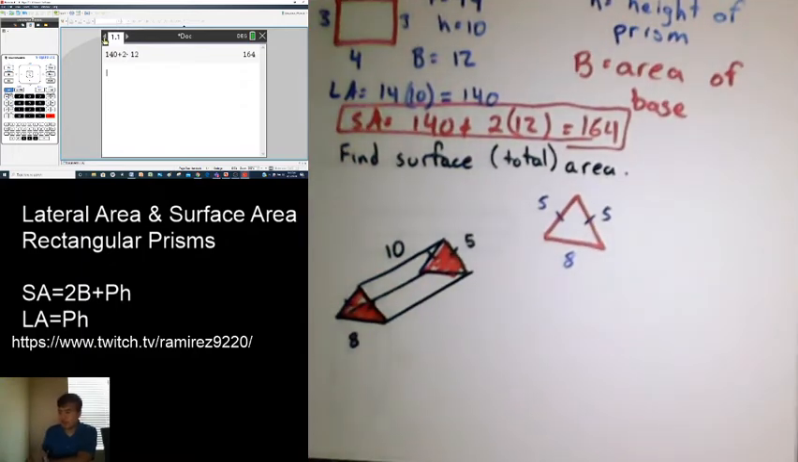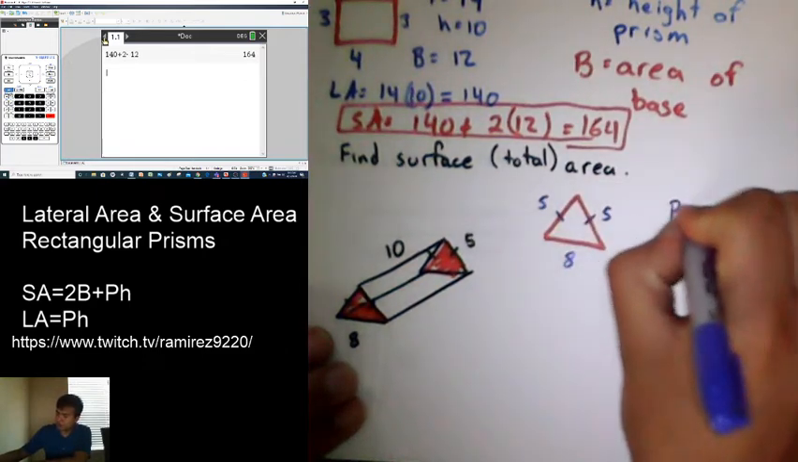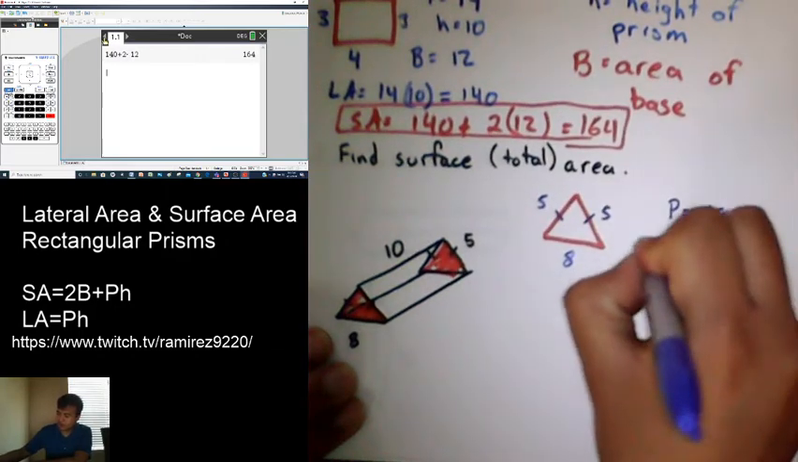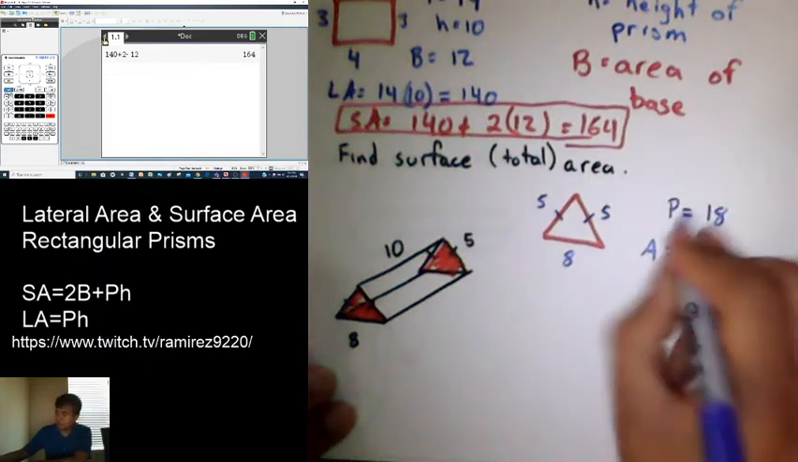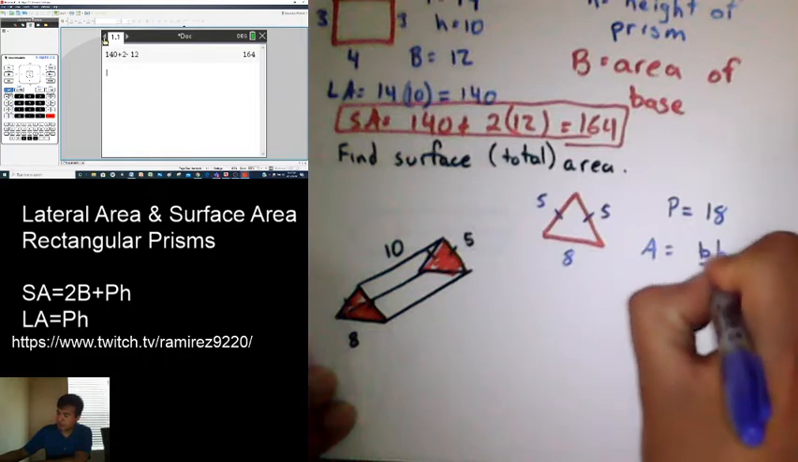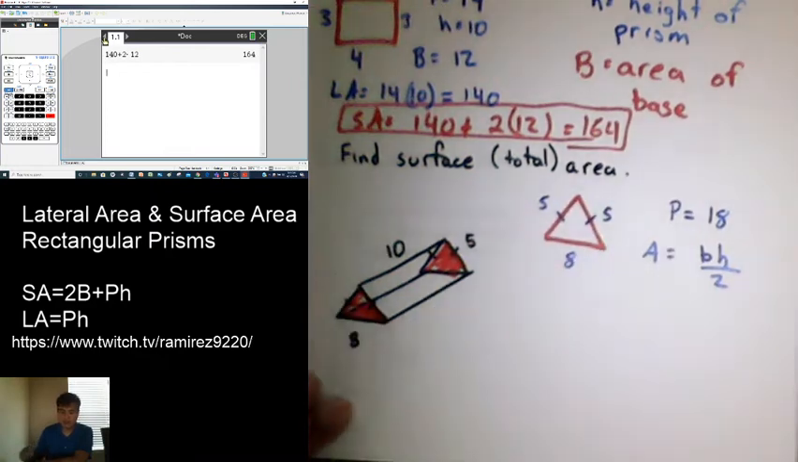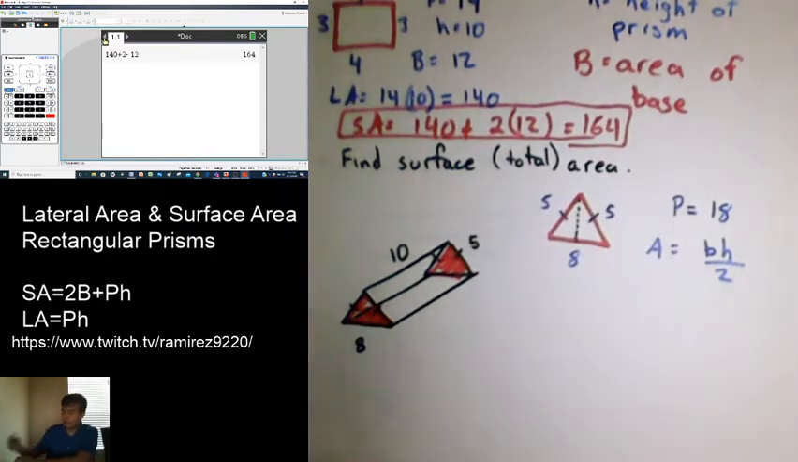And at some point, we're going to have to find the perimeter and the area of this triangle. So let's go ahead and do that. Right away, we could easily find the perimeter. 5 plus 5 plus 8, that's 18. Now I need to find the area of this triangle. Remember from previous lessons that area of a triangle is base times height divided by 2. Do not confuse the height of the prism with the height of the triangle. Here it's an isosceles triangle, so you're going to have to draw your own little height.